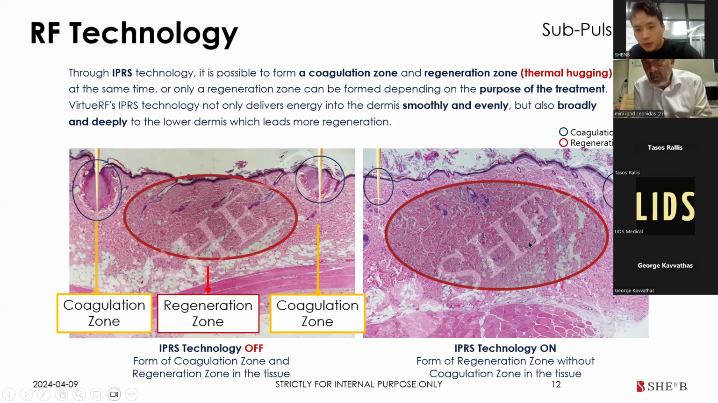The main indication where we use multiple pulses is, as I have told you, we can deliver the RF energy much deeper and wider inside, which means if we want to do a lifting effect, we can choose multiple pulses, as many as possible.